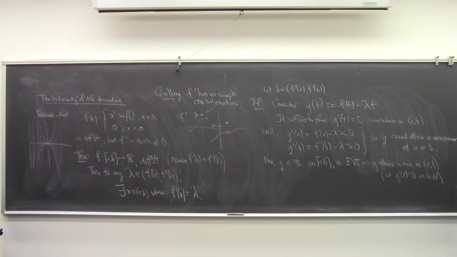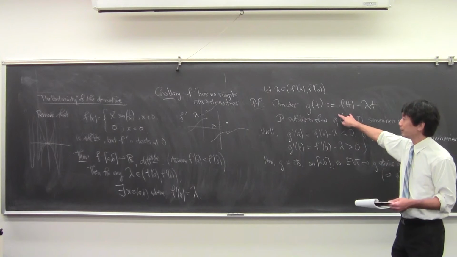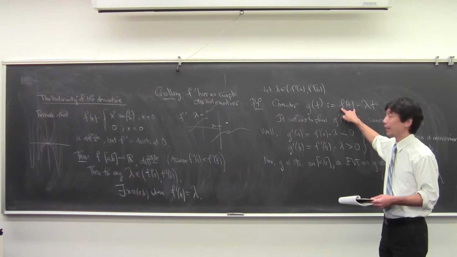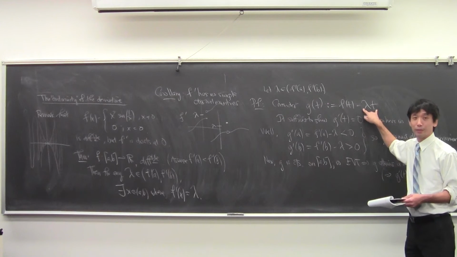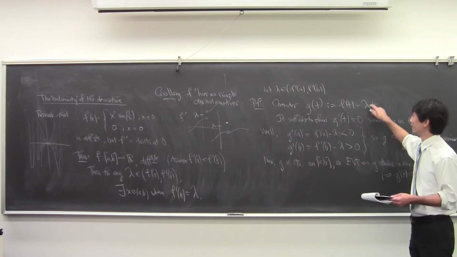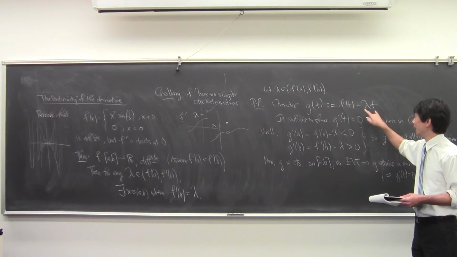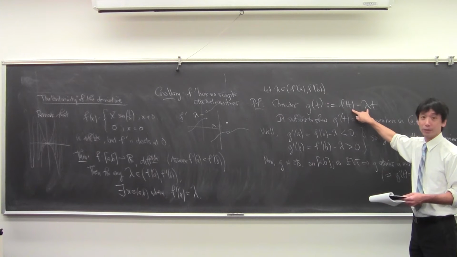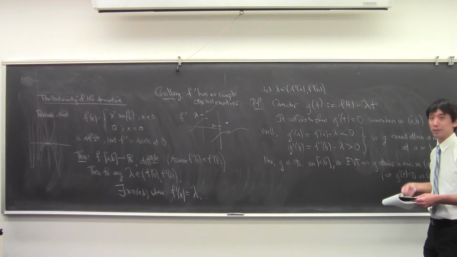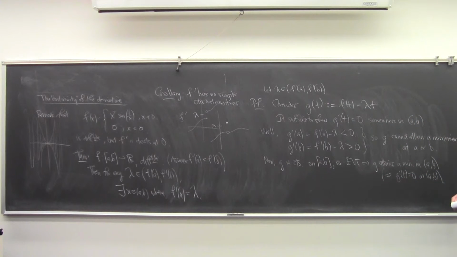Why is g differentiable on AB? Well, remember f is a differentiable function, and this is also a differentiable function. It's the function multiplied by negative lambda, so that's a line. So g is differentiable. It's a difference of differentiable functions. Okay, so is that clear?